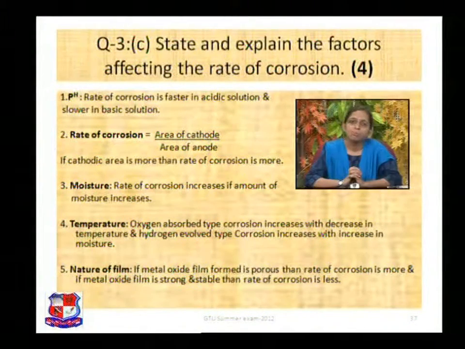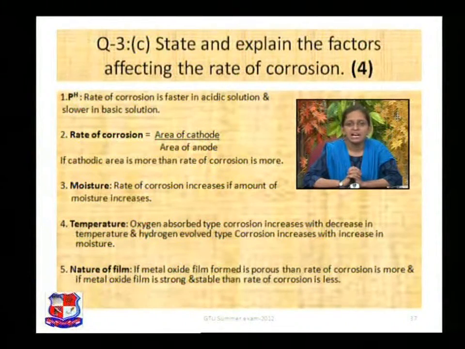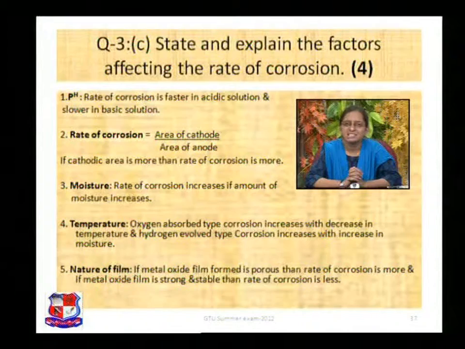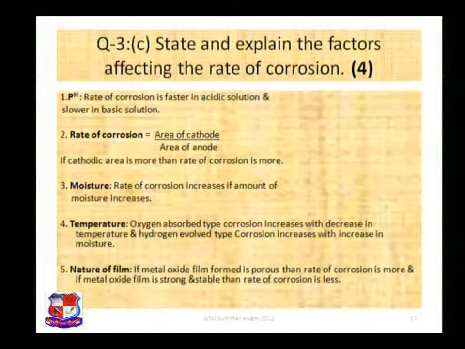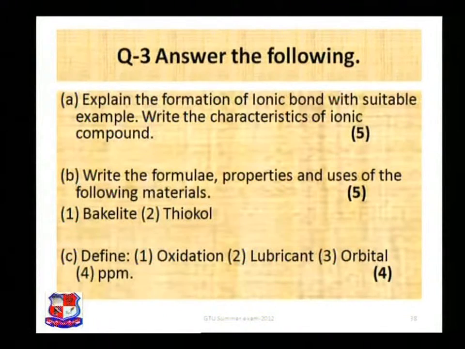But if the metal oxide film is very strong and stable, then what will happen? The rate of corrosion will be lower, because the oxygen will not penetrate easily and hence the rate of corrosion will be less. It will slow down compared to the porous film. Okay, so these are the factors that one has to explore.